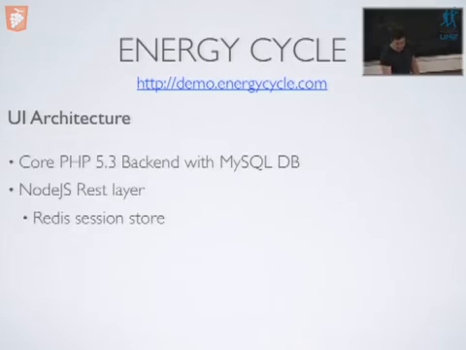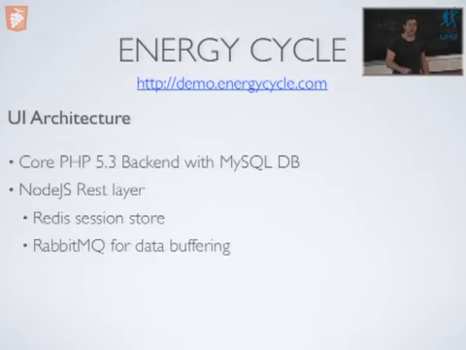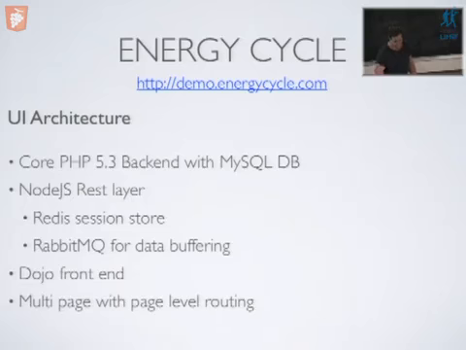We're using a Redis session store. We're using RabbitMQ for data buffering. We have a lot of data, or we will have when we deploy it. We have a lot of feeds coming in. So they hit RabbitMQ, they sit on a queue to kind of buffer, and then they get read off, processed, and yeah. Dojo front end, I've gone for multi-page because we have very distinct areas of concern in the application.